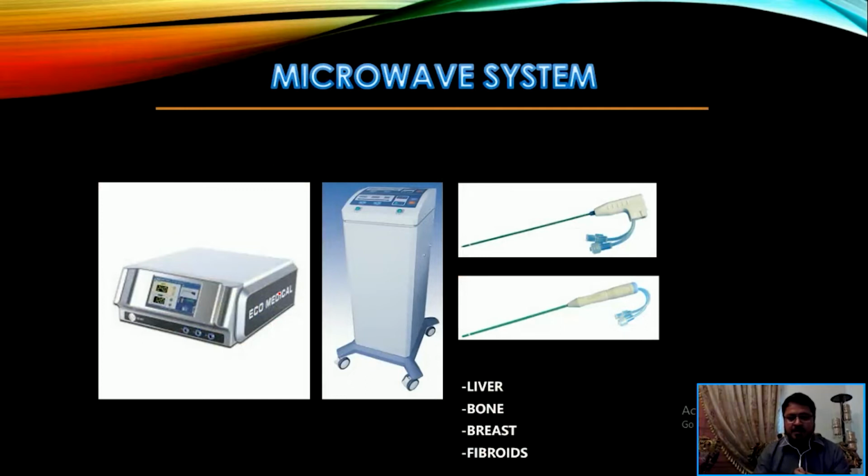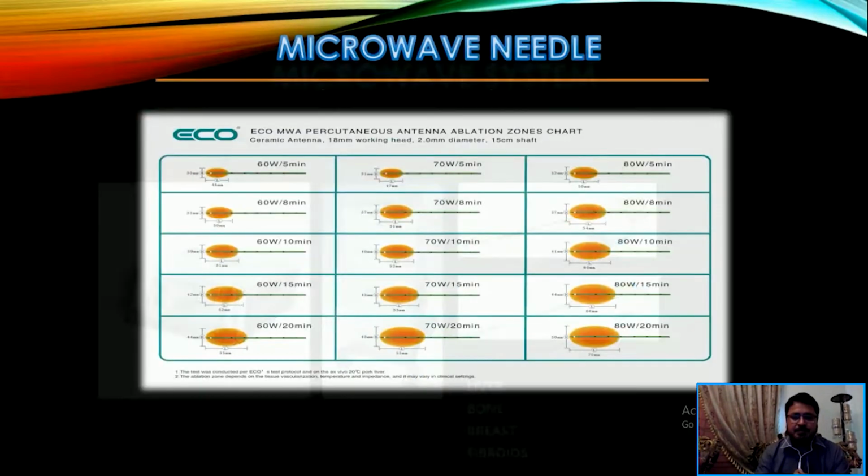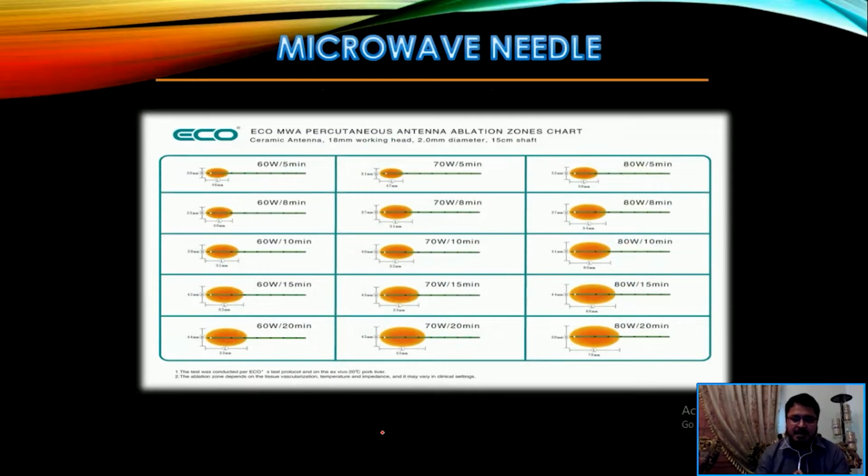The only microwave system available in Pakistan is Ecomedical, and we do liver ablations, bone ablation, breast lesions, and fibroids. There are a few cases of fibroid ablation done at our center as well. This is the basic chart that demonstrates the delivery of energy in a certain period of time. And for different sizes of lesions, there are different recommendations according to the provided charts.